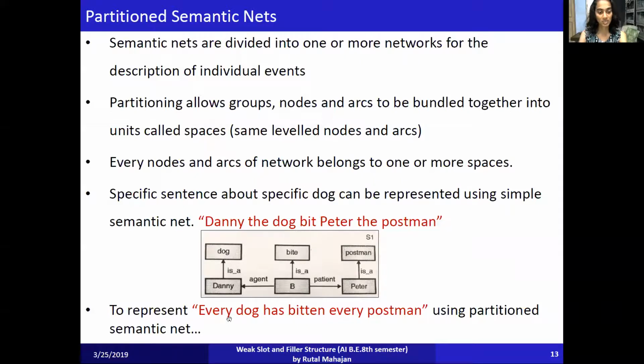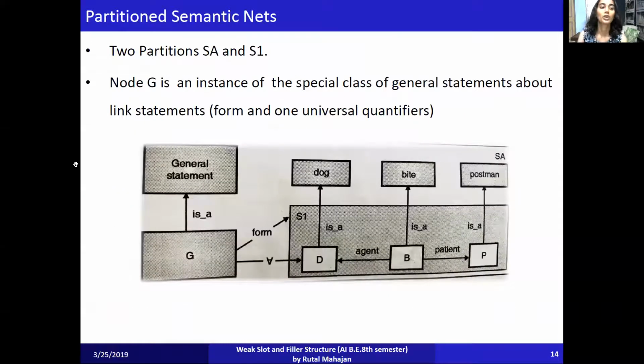Now let's see this sentence: every dog has bitten every postman. Now, every dog, not Danny the dog, every dog has bitten every postman. How can we represent it? There are two semantic spaces, partitions, SA and S1. This is SA and this is S1.